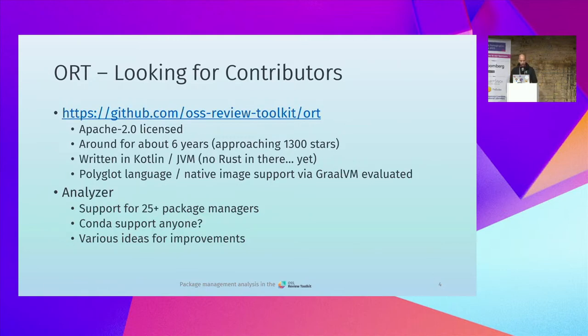ORT as a project is actively looking for contributors. So our project is hosted on GitHub. We're Apache 2 licensed. We are actually already around for about 6 years and approaching 1,300 GitHub stars, which is not too bad for such a niche project, I would say. ORT is written fully in Kotlin, and we're targeting the JVM. So sorry, guys, no Rust yet in there.